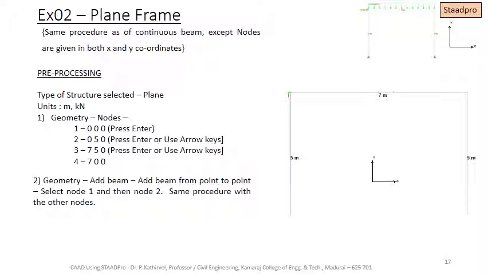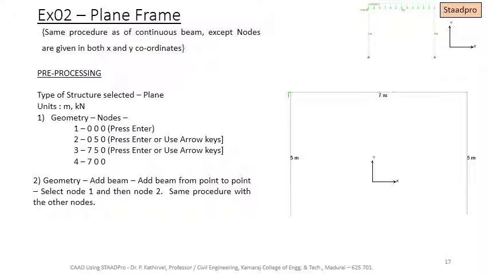The columns are of height 5 meters and the beam is of span 7 meters. The beam is subjected to a UDL, and there is a point load in the left column top. So the UDL is of intensity 20 kilonewton per meter in the beam, and the point load on the node of the column in the left is moving in the positive x-axis of intensity 15 kilonewtons. So this is the problem which has to be fed in.